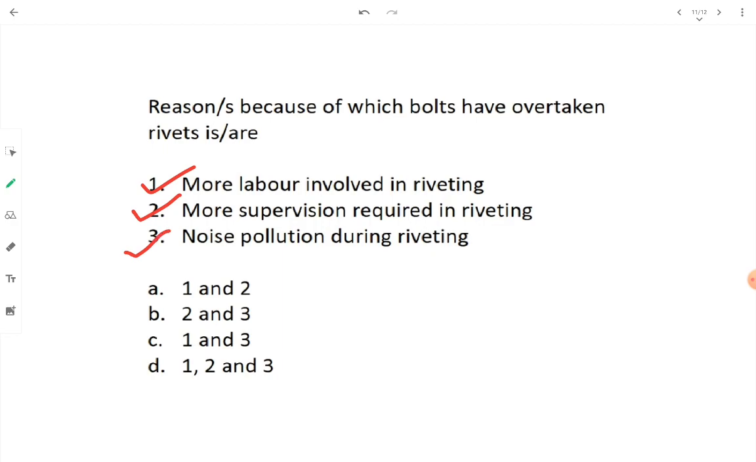Bolts do not require much skill or labor; they can be done with less labor, whereas rivets require more labor. Less supervision is required in bolt fitting than in riveting. Bolt fitting does not make noise, whereas riveting makes noise. That's why all the options provided here are right. All the statements are correct here. That's why we will go with 1, 2 and 3.